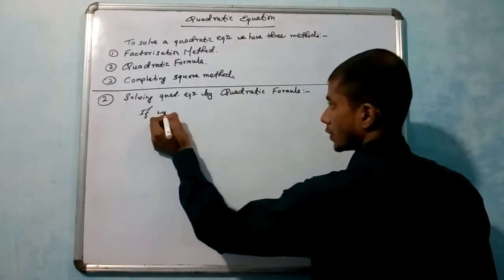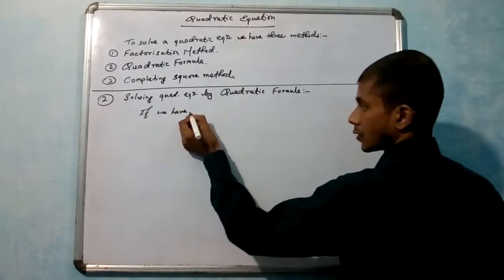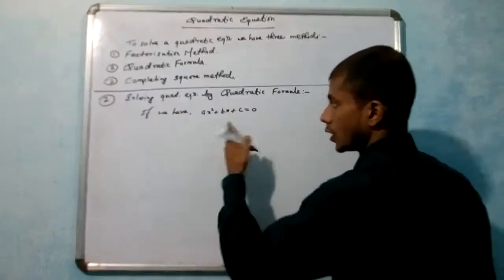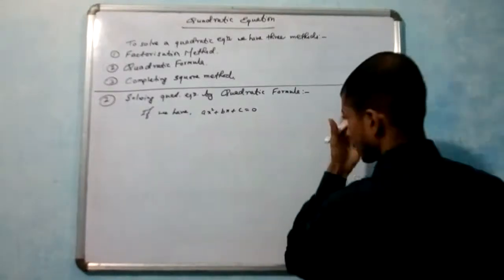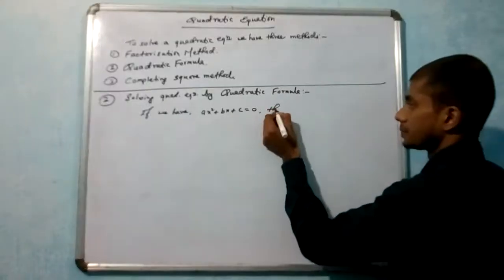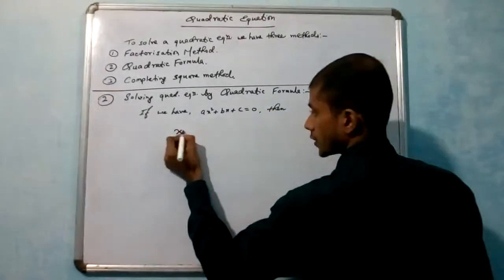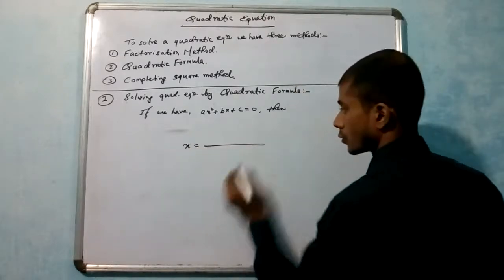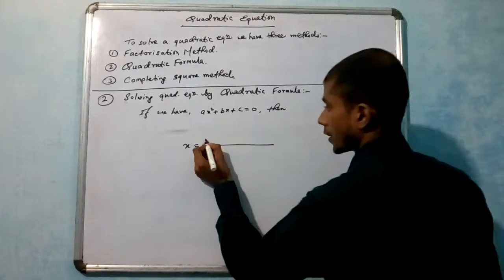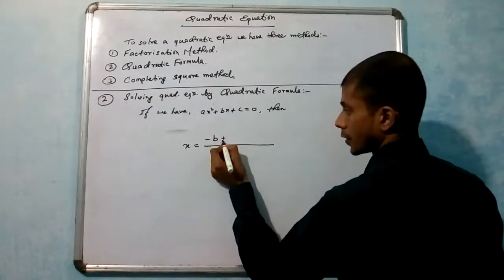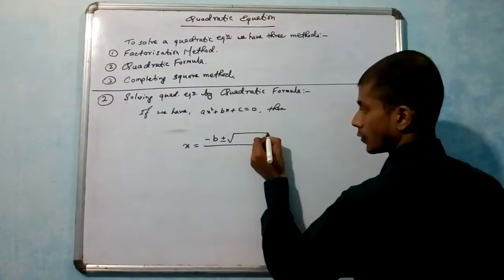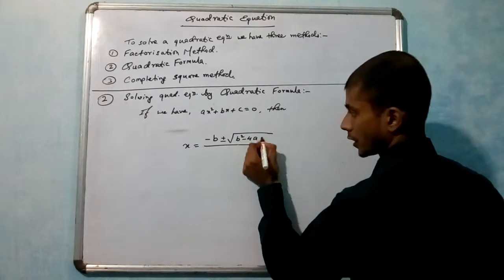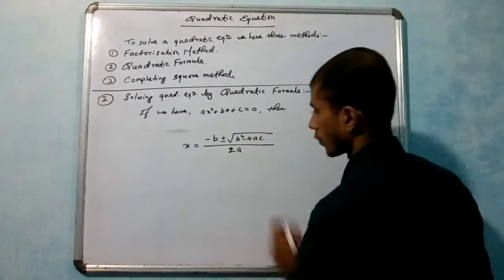So if we have ax square plus bx plus c is equal to 0, if we have a quadratic equation like this, then x is equal to, x only we want, no, then x is equal to, what is x? Minus of b plus minus of root of d, and d is nothing but discriminant, b square minus 4ac, by 2a. This is the formula.